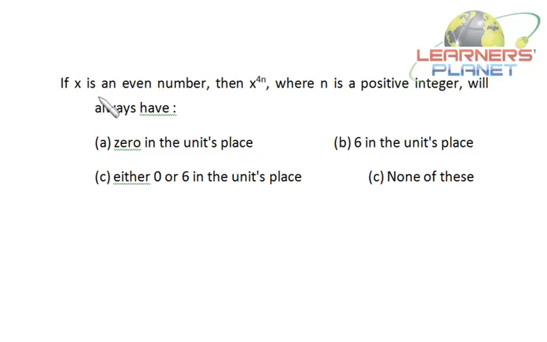Now in this question, if x is an even number, then x raised to 4n, where n is a positive integer, will always have... Now we have already discussed, if x is an even number, the fourth power will always end in 6, as far as the case of 2, 4, 6 and 8 is concerned. But we have 0 also at the units place in many even numbers. So if 0 is raised to any power, it will produce 0 only. So the answer to the problem will be, it's either 0 or 6 in the units place. Okay, friends?